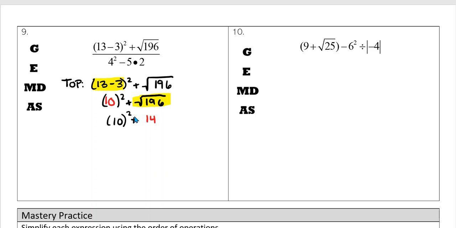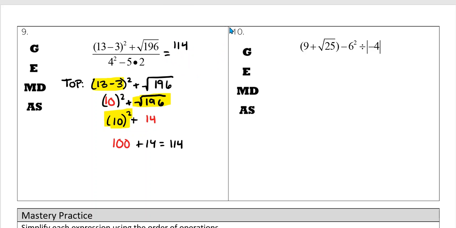And we keep working our way down. Now we keep going down the order of operations. No more grouping symbols, but we do have an exponent. So we're going to work on that 10 squared. That's 10 times 10, which is 100. Everything else comes down exactly the same, and that is 114. So we know that the top part of that fraction is 114.